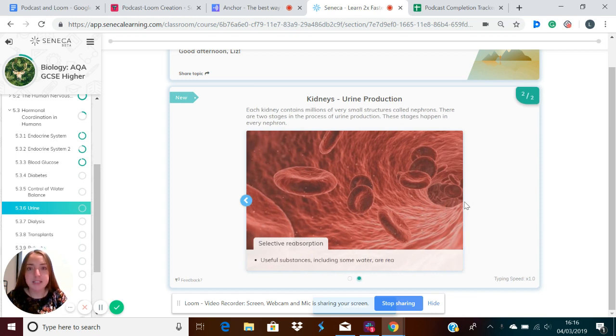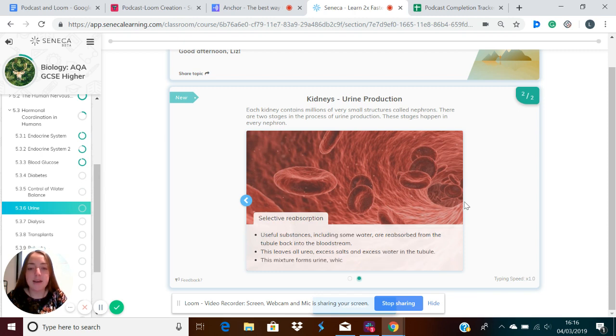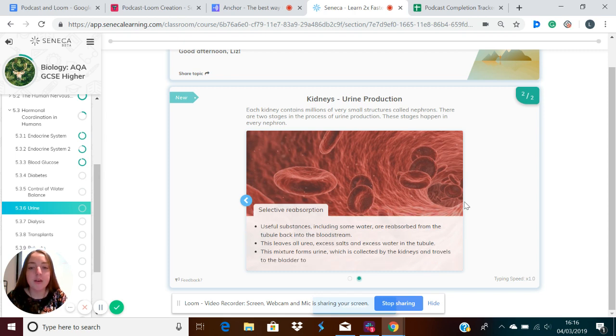Another stage is called selective reabsorption. Useful substances, including some water, are reabsorbed from the tubule back into the bloodstream. This leaves all urea, excess salts and excess water in the tubule. This mixture forms urine, which is collected by the kidneys and travels to the bladder to be stored and then excreted.